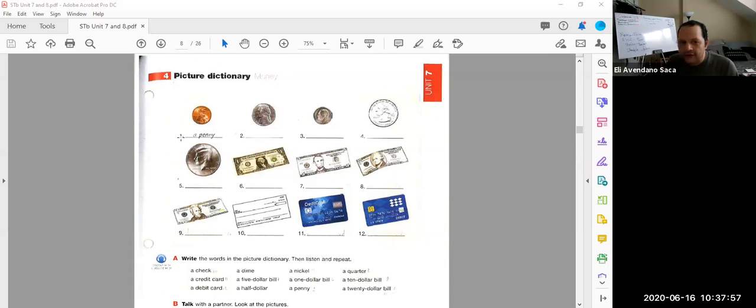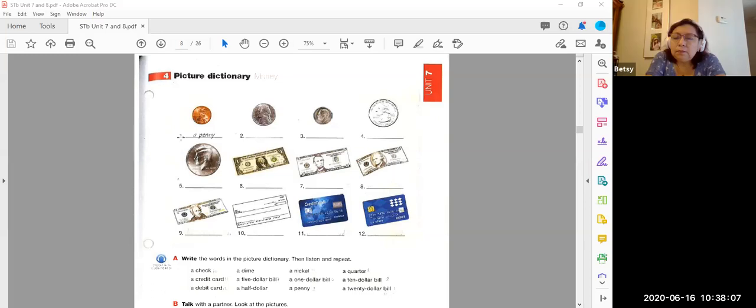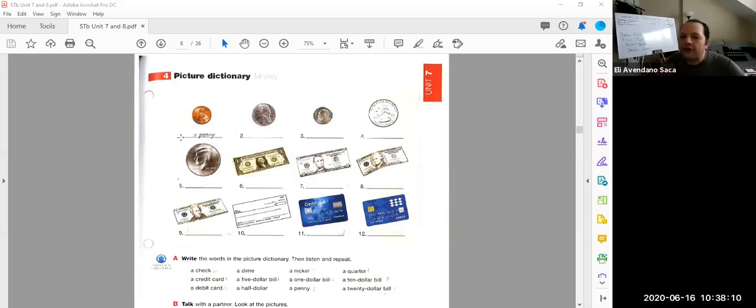¿Saben esa palabra? Currency. Primero, currency se le llama a todo el tipo de moneda, ¿ok? Pueden ser los centavos, los billetes, todo eso se llama currency. C-U-R-R-E-N-C-Y. Currency can be bills. So this is a bill, B-I-L-L, the paper, right? And those are coins, C-O-I-N-S. Coin.